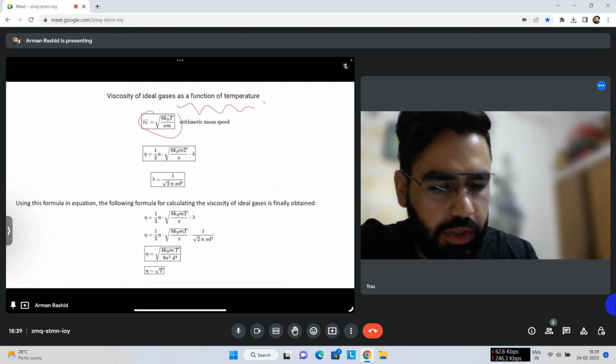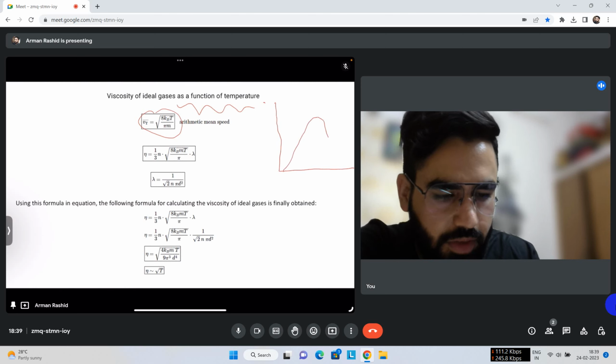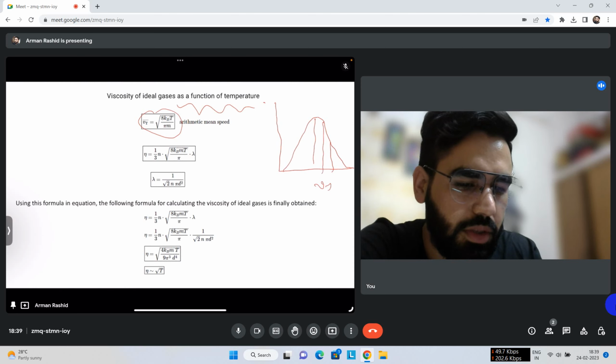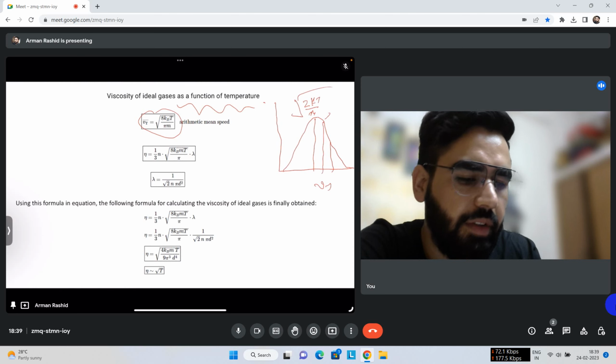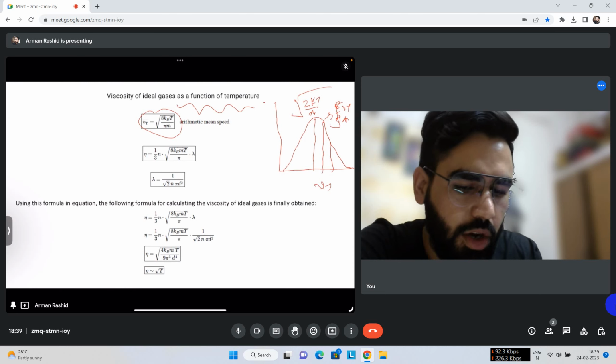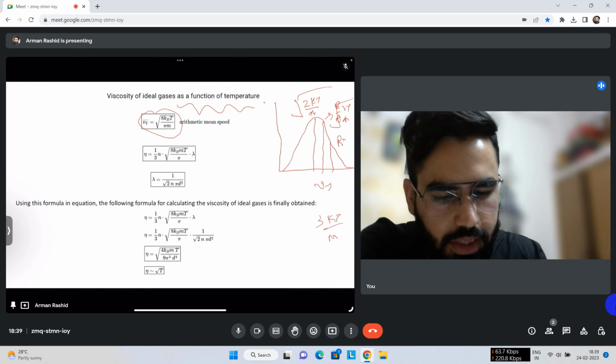So in the case of Maxwell-Boltzmann distribution, we'll see three speeds. One is coming here, another here and another here. This is the most probable speed, that is root of 2kT by m. Then we have an average speed, that is root of 8kT by pi m. Then we have a root mean square speed, that is root of 3kT by m. So this is the arithmetic mean speed.